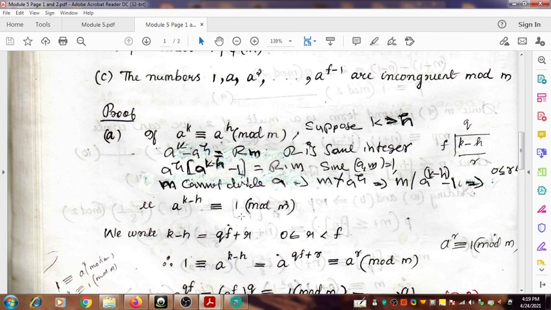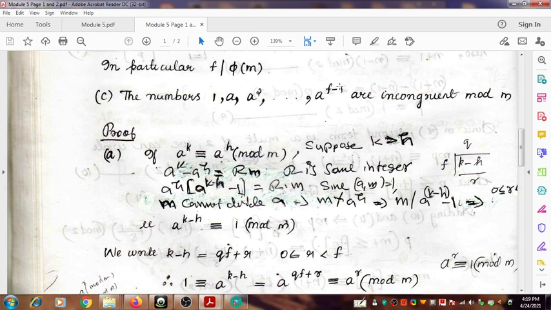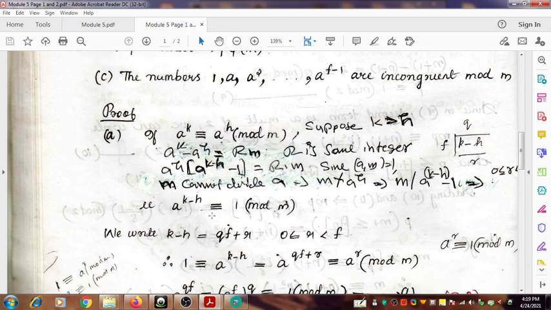But you know that k and h are positive numbers less than f, and since k is greater than h, the difference k minus h will clearly be less than f. Now think about the meaning of f. As per the definition of f, f is the least number having the property that a raised to f is congruent to 1 mod m.